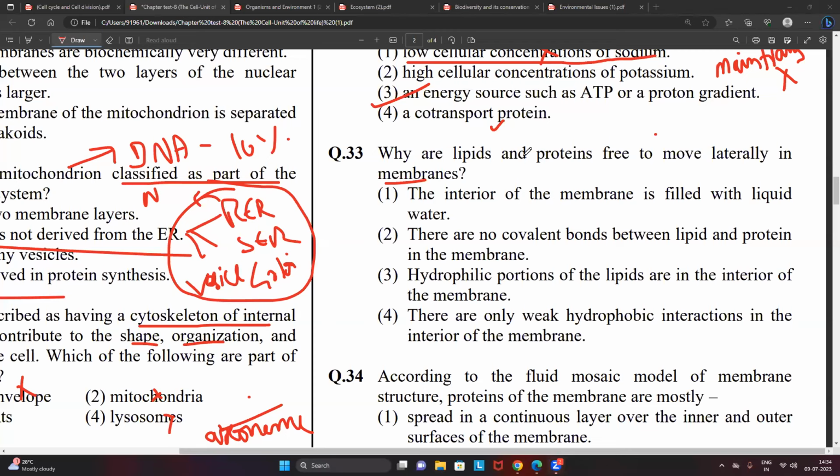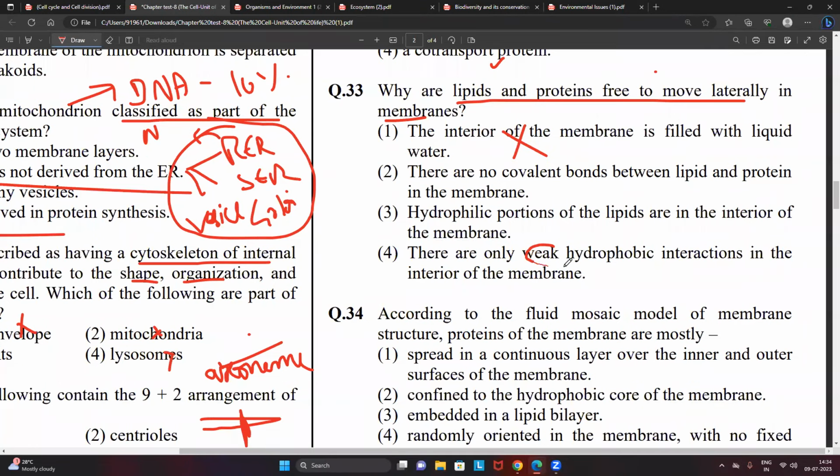Why are lipids and proteins free to move laterally in the plasma membrane? The interior of the membrane is filled with liquid water. That is a wrong statement. And there are some people getting confused between option 2 and option 3. Friends, as I already told you, I want you people to answer the 15 questions very correctly. Slowly think about it, friends. And some people have given the answer as option 4. I am talking about the movement. Some people have chosen the answer as weak interaction. If the interaction is very weak, how will they move first of all?